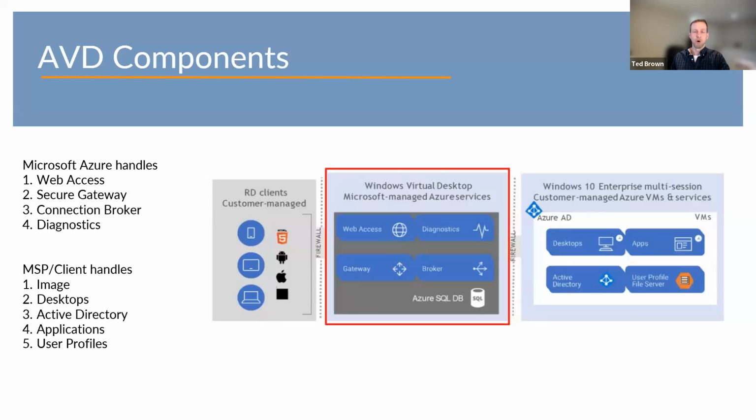So let's get into the components of Azure Virtual Desktop. I think this is a nice little chart that gives a snapshot of what comprises the different systems within Azure Virtual Desktop. On the left side of this graph is the RDP client. You have the ability to remote into Azure Virtual Desktop with a PC, a Mac, a handheld, an iPad. So that's just the client coming into it.